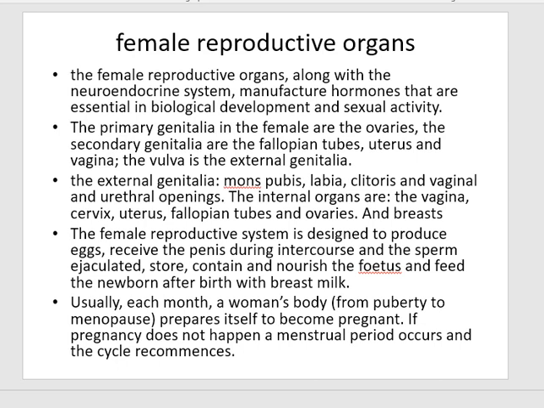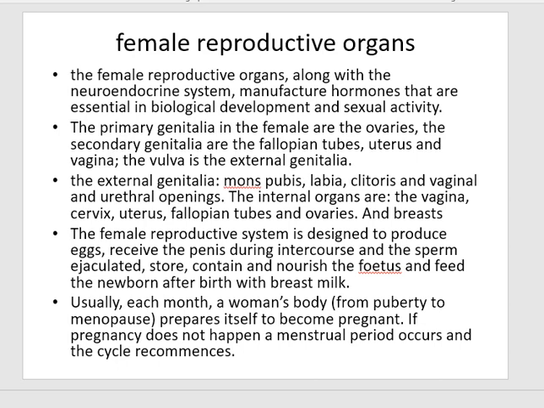The primary genitalia in the female are the ovaries, on both sides of the pelvis. The secondary genitalia are the fallopian tube, uterus, and vagina. The vulva is the external genitalia. The external genitalia generally start from the mons pubis, a mass of fat tissue above the vulva, the labia, the clitoris, and the vaginal and urethral opening. The internal organs are the vagina, cervix, uterus, fallopian tube, and ovaries, and the breasts.